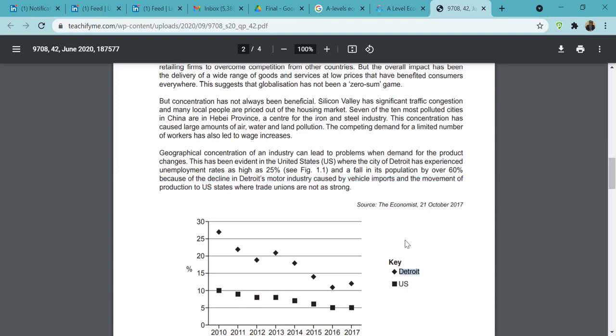So there is a Detroit city in the USA, right? And it was the hub of the auto industry in the USA, right? So Ford and GMC, you must have heard of them, right? These are American car manufacturing companies, right? They were located in Detroit, but then obviously what happened? The demand changed. Americans started importing cheaper cars from Japan, Germany, and so on.